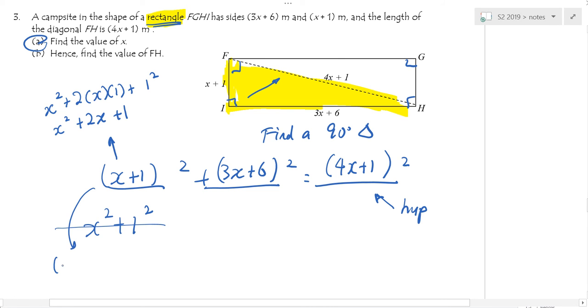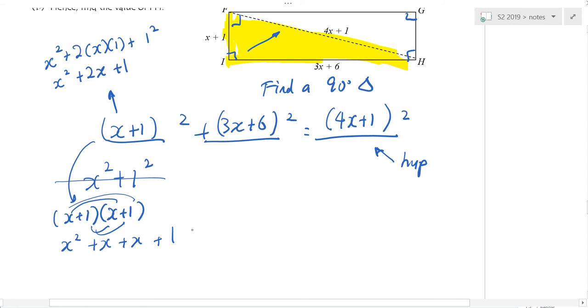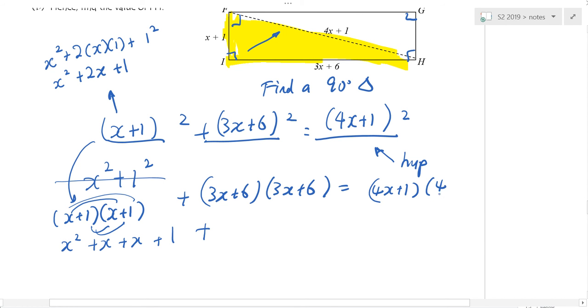You can also do the long way: x plus 1 bracket, x plus 1. If you were to expand this, you will get the same answer. Yeah, the special product. But if you don't want to use it, you can use the normal expansion. Meaning to say this is 3x plus 6, this is 3x plus 6, this is 4x plus 1, this is 4x plus 1. This is the hypotenuse.